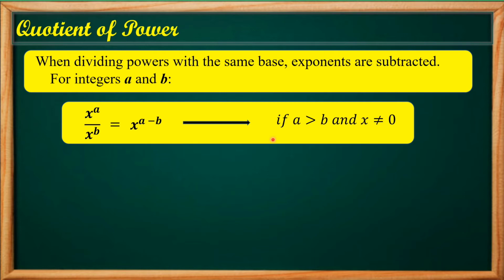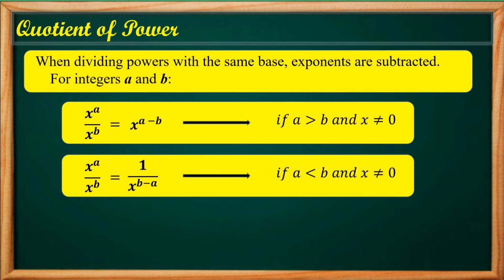No need to solve. Now, the condition is a is greater than b. The value of a should be larger compared to b, and then you can apply this first condition. The second condition is x raised to the power of a over x raised to the power of b is equal to 1 over x raised to the power of b minus a, if a is less than b and x is not equal to 0. Here, the value of b is larger compared to a. You can use this condition.